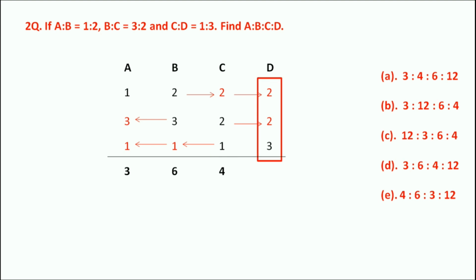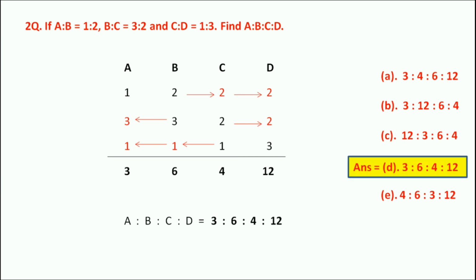Multiply all the values below D. 2 2s are 4, 4 3s are 12, we get 12, write 12 below D. Therefore, A is to B is to C is to D is equal to 3 is to 6 is to 4 is to 12.